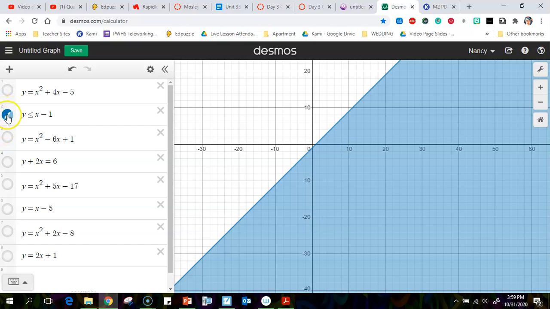If you're on Desmos and you want, you can change your colors and stuff if you want to. Change them to whatever you want them to be. So this is just a linear inequality. That's what this is called.